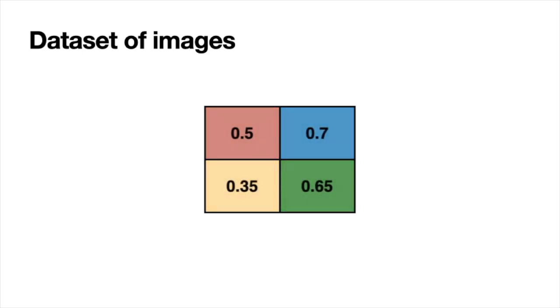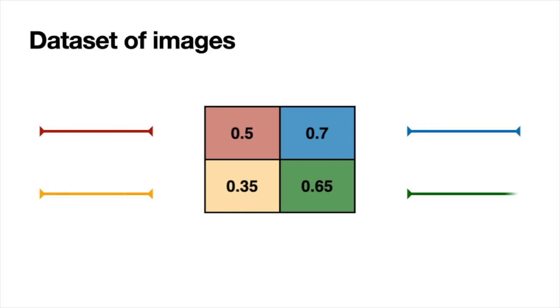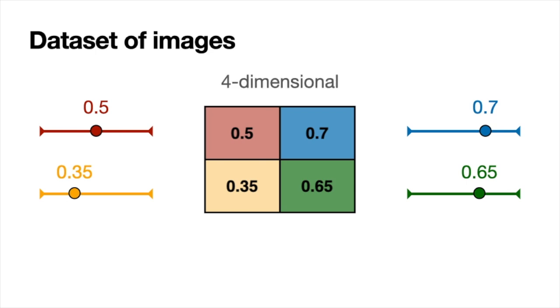And each pixel has some intensity, which is any real number between 0 and 1. The intensity is highest at 1, where the pixel is full of its corresponding color, and the lowest at 0, where the pixel is white. Each data point is described by 4 numbers, namely the 4 intensities. For example, in this image, red has an intensity of 0.5, blue of 0.7, yellow of 0.35, and green of 0.65. Since each data point is described by 4 numbers, the dataset is 4-dimensional. Each dimension corresponds to one of the colors.